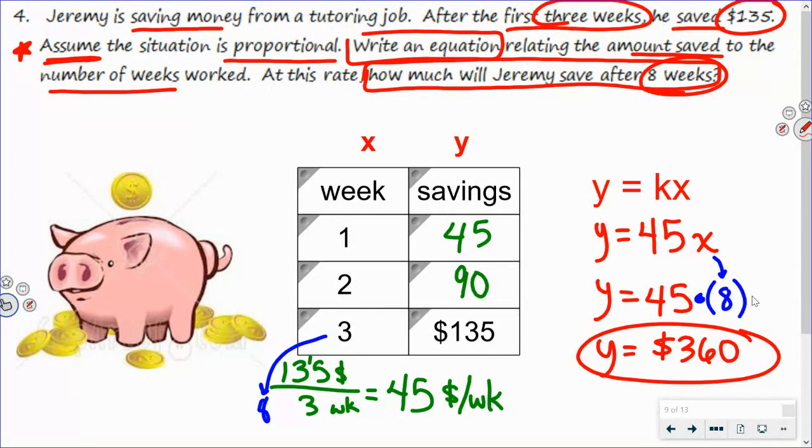And so, once again, to review, the savings or dollars saved depends upon how many weeks he has been tutoring. We found the constant of proportionality, which was $45 a week, and we could even use that constant of proportionality to fill in other numbers in the table. Meanwhile, we also use that constant of proportionality in our equation, and then we use the equation substituting in 8 for x weeks to find that after 8 weeks, Jeremy would have $360 in savings.